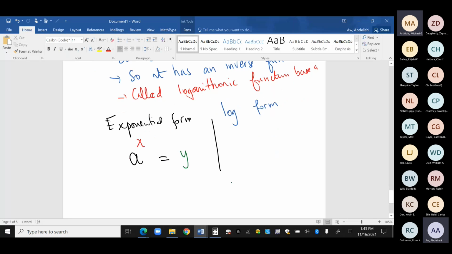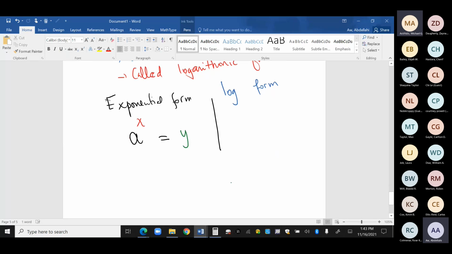In this form, my input is x, right? My output is y. That is exponential form. What's going to be the log form? The log form will be the other way around. I say log. This is where we put the base. We put the base as an index. Don't write it like this. The a has to be a subscript, below the log: log base a.